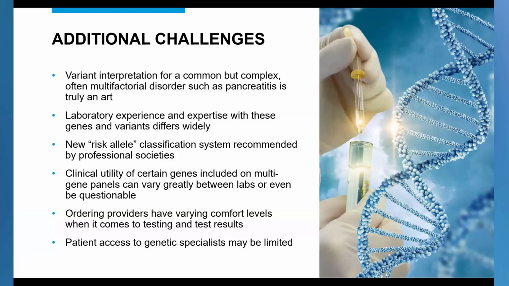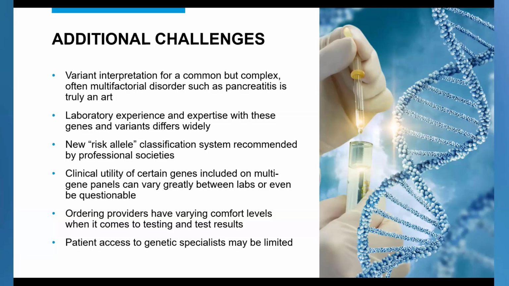There's also, to additionally complicate things, a new risk allele classification system that professional societies are now recommending we adopt for these genes. So this can be incredibly confusing for providers and patients. I mean, for instance, if you saw a report that said pathogenic variant, that's probably going to land differently for you than if that report says, say, established risk allele, right?